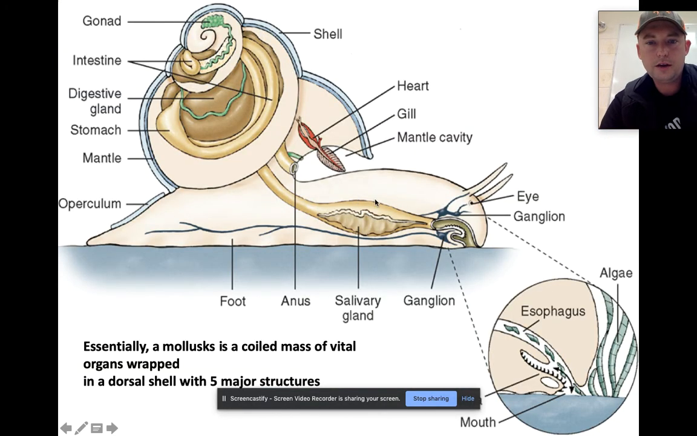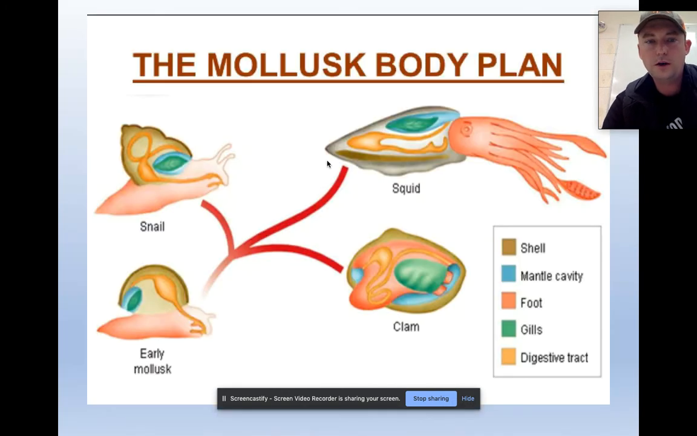So again, looking at our snail, you'll notice that essentially all mollusks are just a coiled mass of vital organs wrapped in a dorsal shell. And we'll talk about these 5 major structures, with the gill being one of those. We tend to think of a snail as a neat little organism, but inside that shell is a feathery-like gill that must maintain a moisture and mucus environment to facilitate the diffusion of oxygen. So let's look at these 5 major structures found in almost all mollusks.